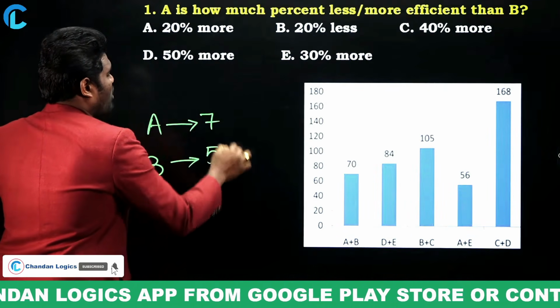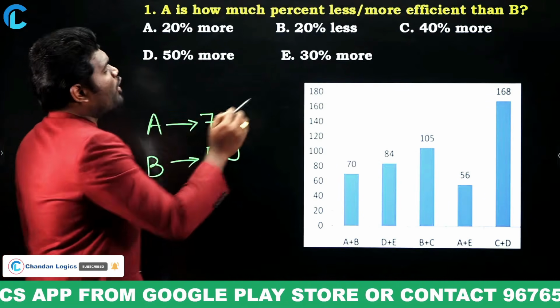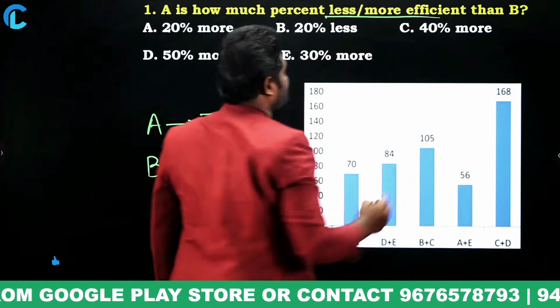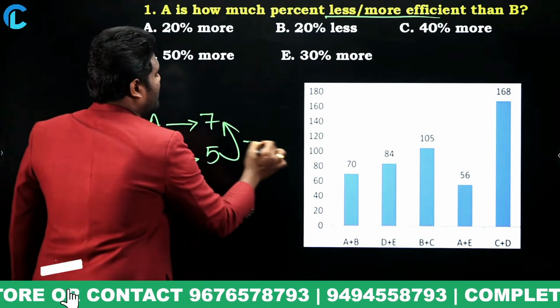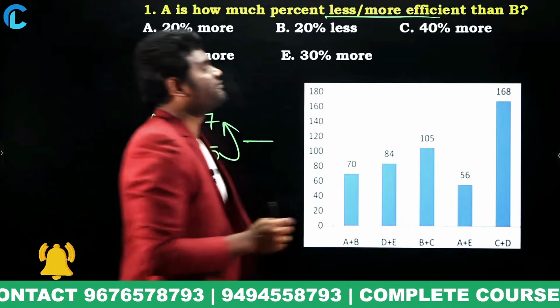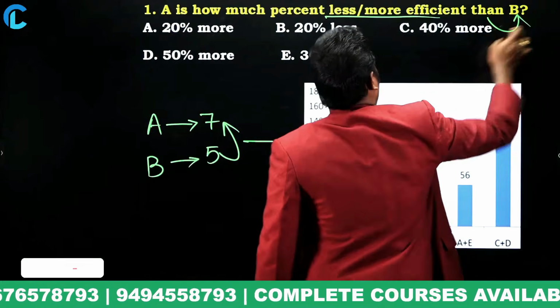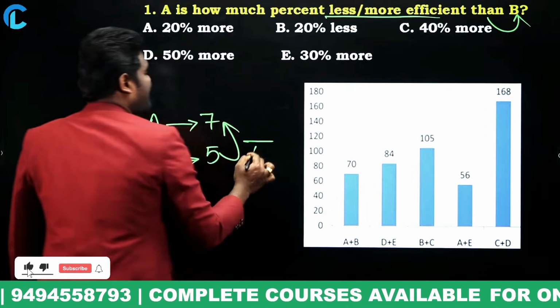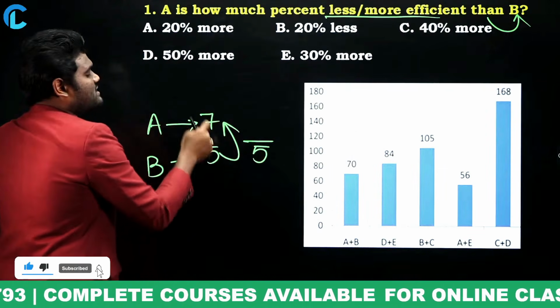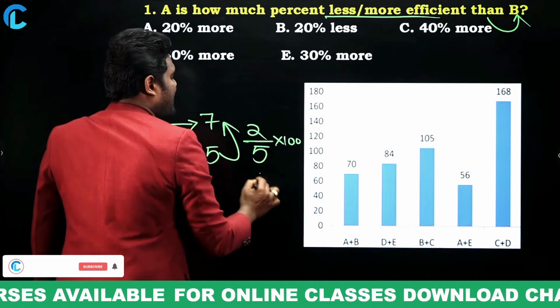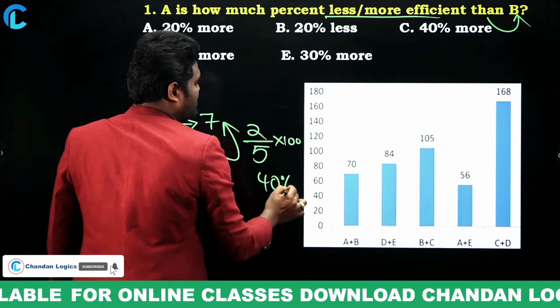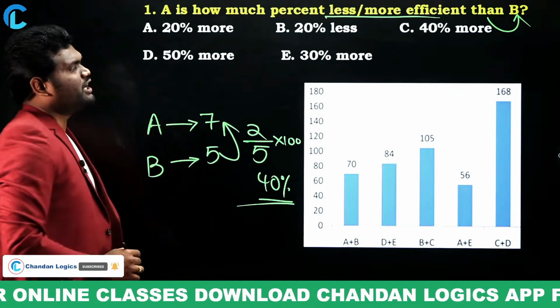Now I told you, whenever the question says more or less, always what you have to do? In the denominator, you need to write whatever is coming after "than". After "than" you got B, so B should be in the denominator. B's value is 5. In the numerator, the difference of 7 and 5 is how much? 2. So 2 by 5 into 100. So 2 by 5 is nothing but 40%. Yes or no? Now you need to mark 40% more.